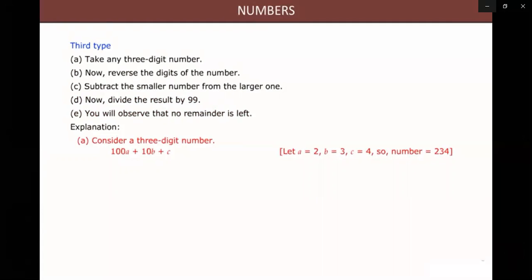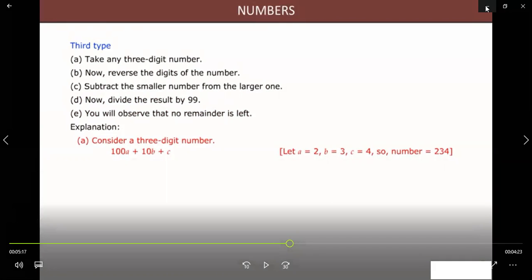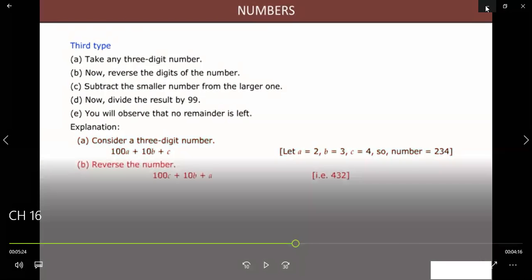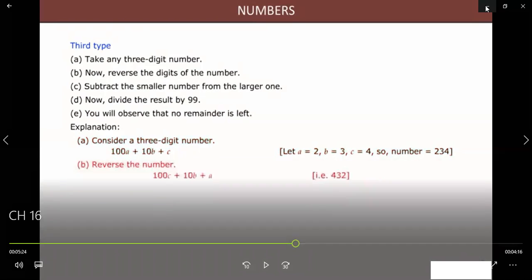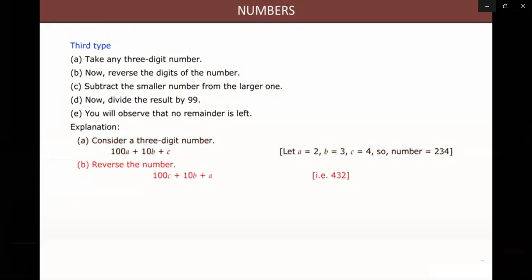Okay, now next step, to reverse this number. So after reversing, what you will get is CBA. The actual number is ABC, but after reversing, that second step, you will get CBA. So CBA will be what? That is 4-3, we are having 432. Okay, so after reversing, let's see what we are getting. That is 100C plus 10B plus A. So B will remain at the same place, only the positions of A and C will interchange. Okay, so the number that we are getting, 100C plus 10B plus A, that is 432.